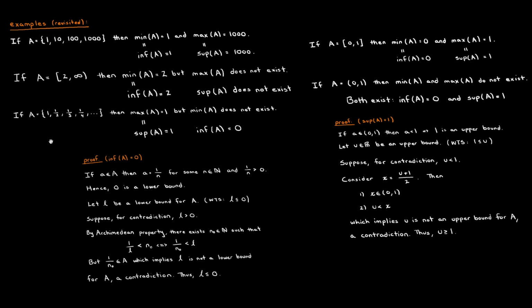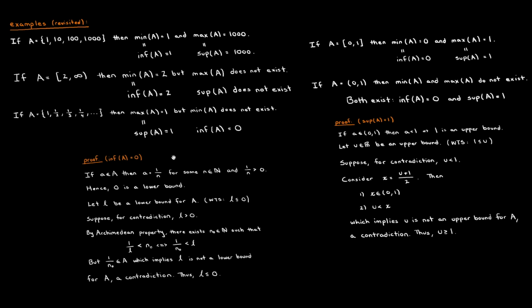For the next example, we have the set 1, 1/2, 1/3, 1/4, and so on. And in this case, the supremum is equal to the maximum, which are both 1. And we saw that the minimum of this set does not exist because the numbers get arbitrarily close to 0, but never actually equal 0. But in this case, the infimum of this set does exist and is exactly equal to 0. And so let's see how we can prove that the infimum of A is equal to 0.